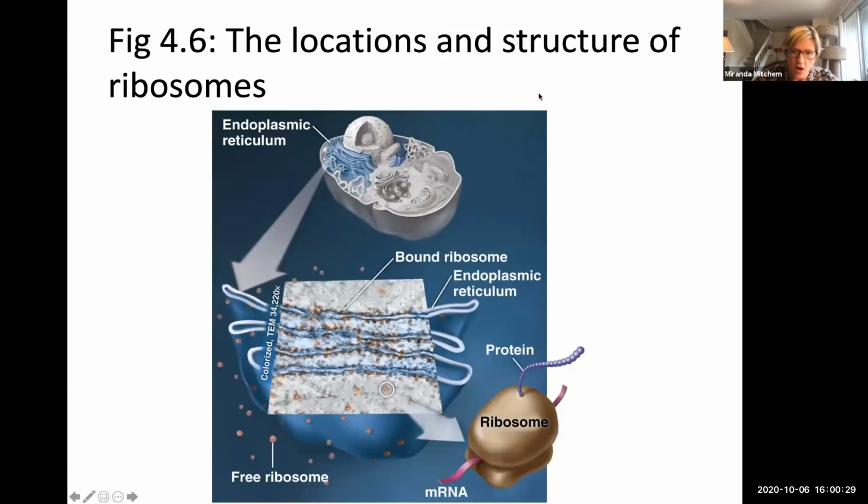So we've got our free ribosomes here, just suspended, but then on the endoplasmic reticulum, these little brown structures here, you can see it in the actual electron micrograph really well, the brown structures. These are ribosomes that are attached onto the endoplasmic reticulum. So these are bound ribosomes. So we have free ones and bound ones. They do the same job. They make proteins.